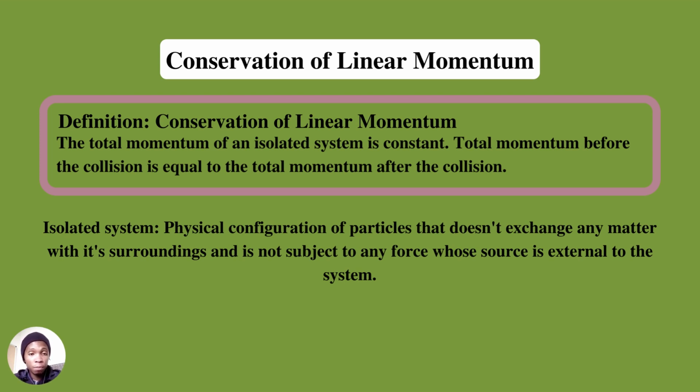In the conservation of linear momentum definition, we talked about the isolated system. So what is an isolated system? An isolated system is a physical configuration of particles that doesn't exchange any matter with its surroundings, and it's not subject to any force whose source is external to the system. So an isolated system is just a system where there is no source of external forces, no effect whatsoever.